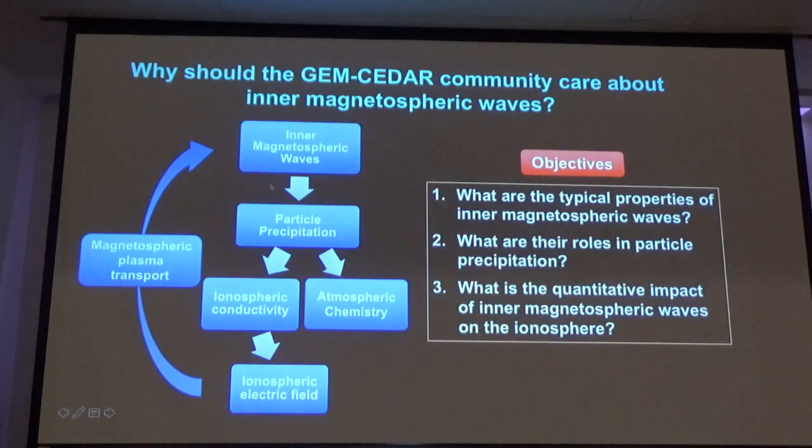To better understand particle precipitation, it's very important to understand what causes particle precipitation, especially those inner magnetospheric waves. So the overarching objectives of this tutorial are to address three main questions. What are the typical properties of the inner magnetospheric waves, and what are their roles in particle precipitation? And what is the quantitative impact of those inner magnetospheric waves on the ionosphere?